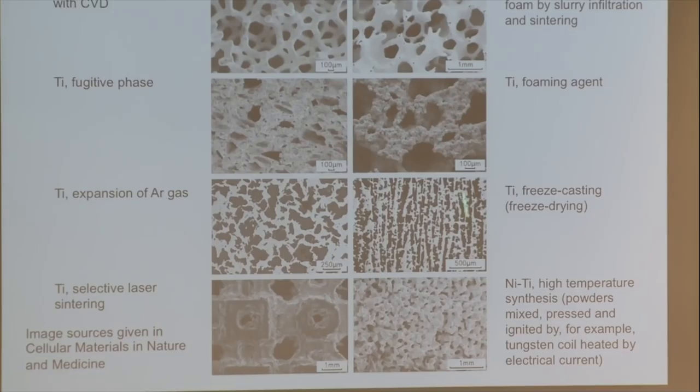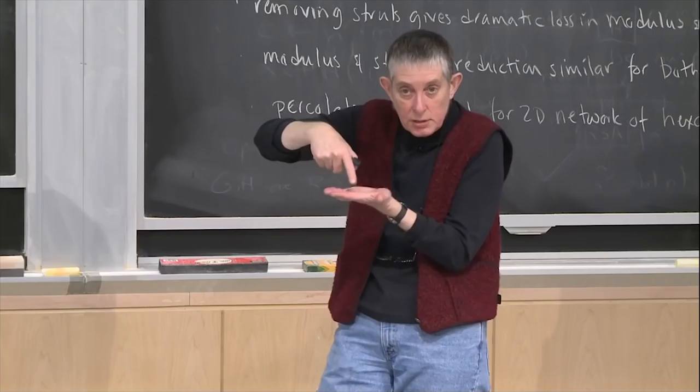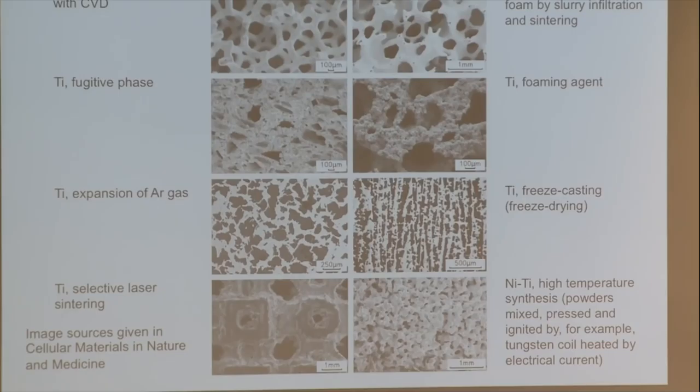This one's made by selective laser sintering. So it's like 3D printing, but instead of printing in ink, this time you have a bed of powder, and you've got a laser that selectively sinters. So you turn the laser on and off, and where it's on, it's going to bind the material, and where it's off, it's not going to bind the material. And then you raise the thing, you add a little bit more powder, you do it all over again, and you can get different patterns. And then this is made by a sort of process in which they take powders and press them and ignite them, but I think that's not very commonly used.